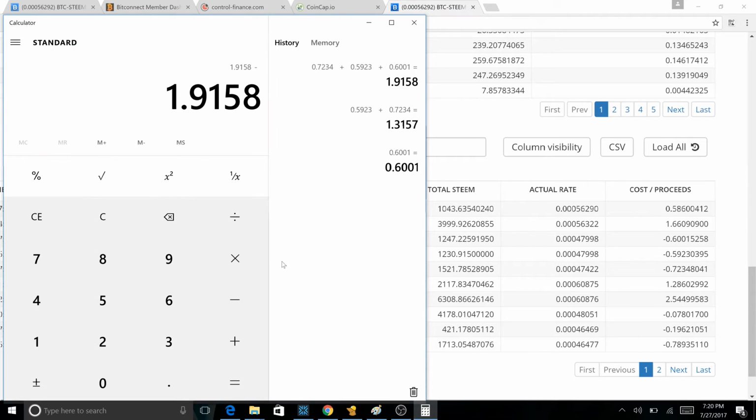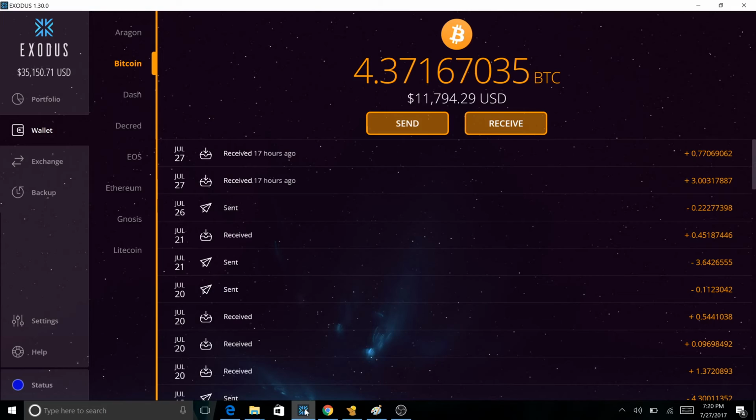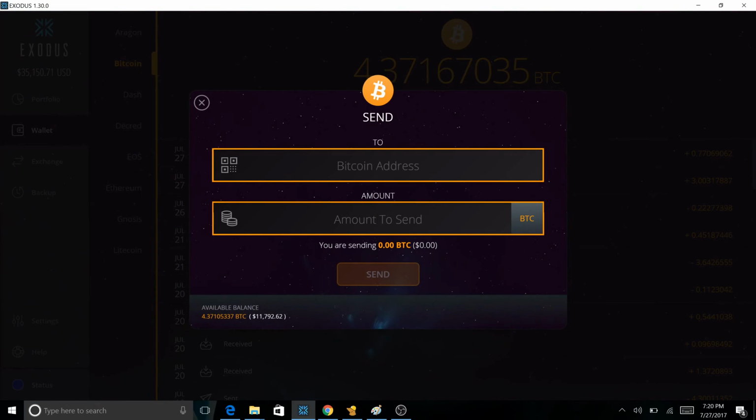So we go back into here, we put 1.6609 minus 0.5860 for a total profit of 0.3311 Bitcoin. We can go into the Exodus wallet, hit send, and type the amount 0.331, and it'll show us making a profit today of $893, which is not too bad. I've had way better days and I've had worse days.